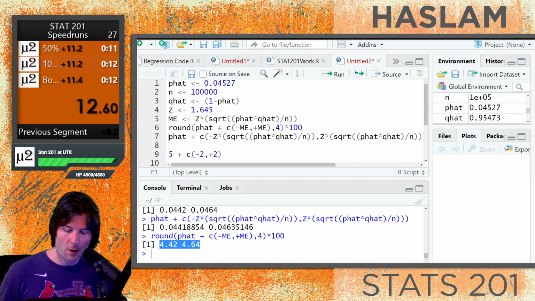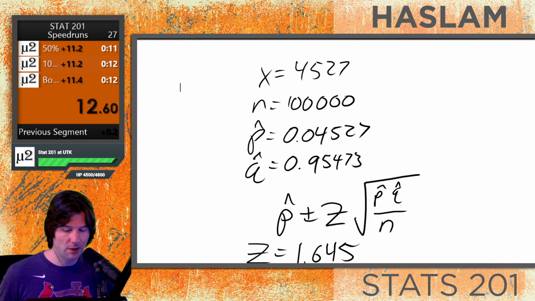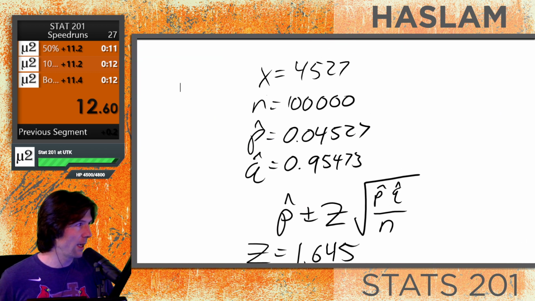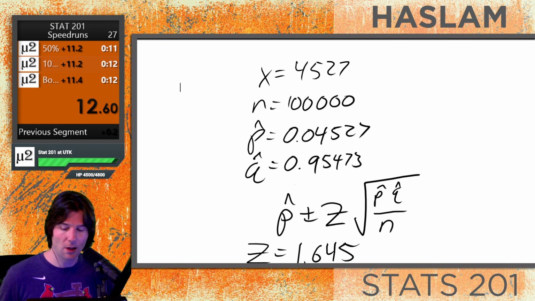Let's double check. All this did for me was solve out the equation. It literally just plugged in the numbers. Identify your x, identify your n. From x and n, we get p hat, which is the sample proportion. From p hat, we get q hat, which is the complement.